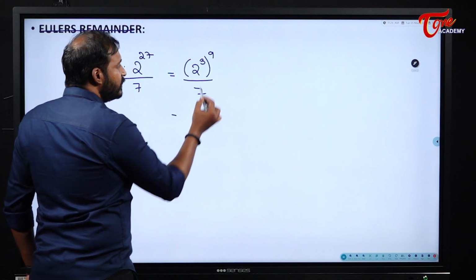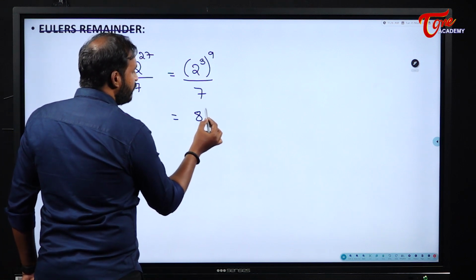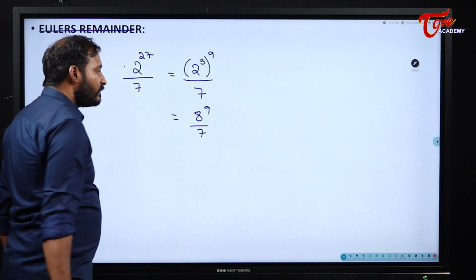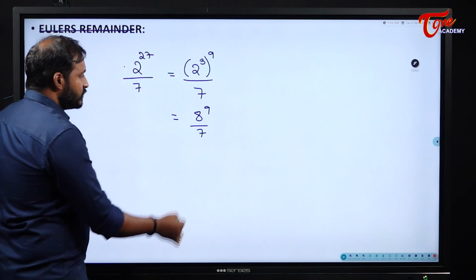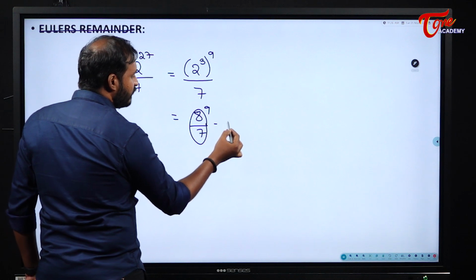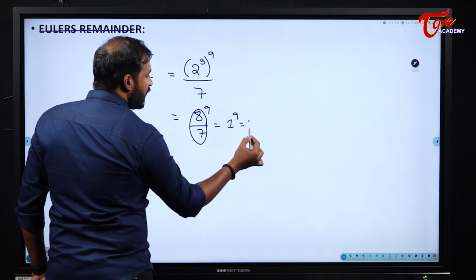Okay, good, superb. So what happens to this now? 8 to the power of 9 by 7. So what is the remainder for 8 by 7? It is 1. 1 to the power of 9. So my answer will become what?